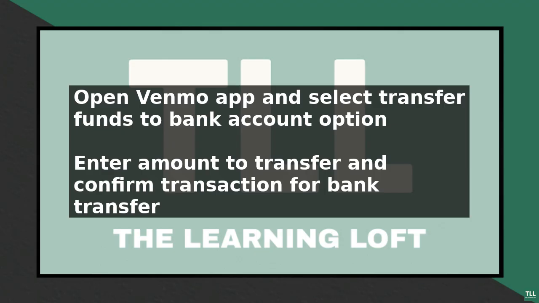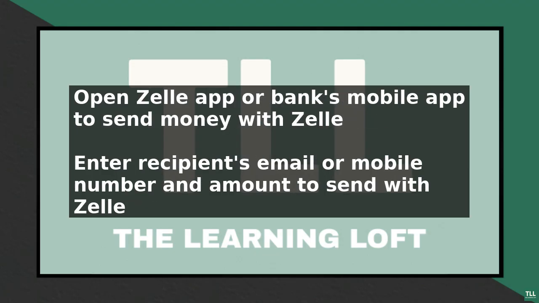Once the funds are in your bank account, open the Zelle app or your bank's mobile app and select the option to send money with Zelle. Enter the recipient's email address or mobile number and the amount you want to send. Review the transaction details and confirm the payment. The recipient will typically receive the funds within minutes, as long as they have already enrolled with Zelle.